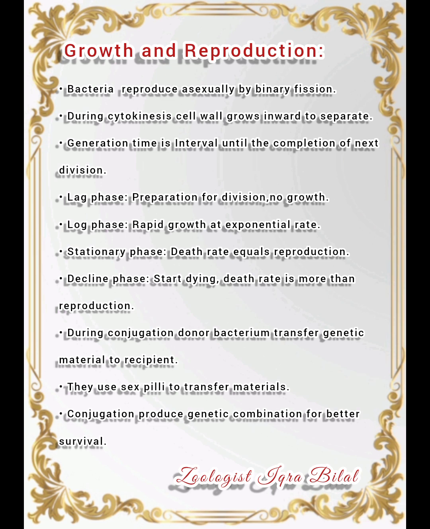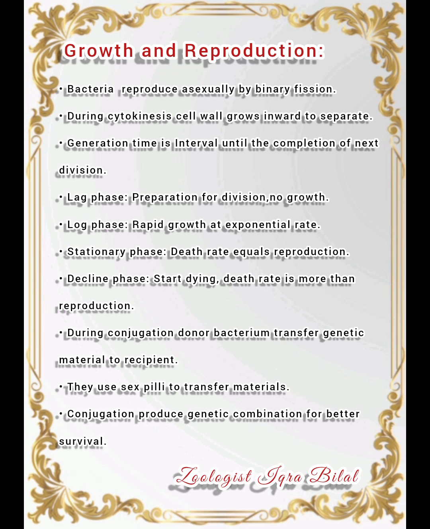Stationary phase, death rate equals reproduction, means the death rate and reproduction rate become equal and the population of bacteria remain same. Decline phase, start dying. The bacteria start dying, death rate is more than reproduction. In this phase, the population of bacteria start dying or decrease. So these 4 phases of growth curve are important to you to remember.